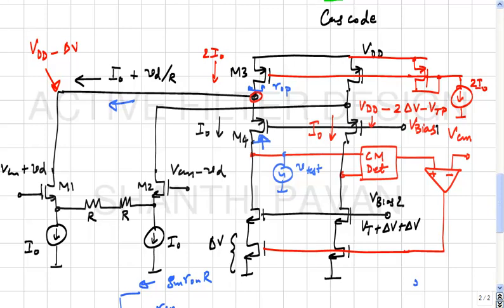Okay. So, right, this is a practical version of a folded cascode transconductor.